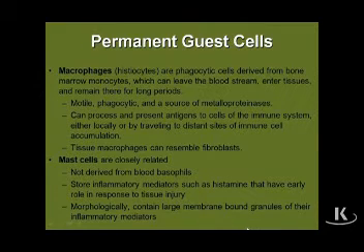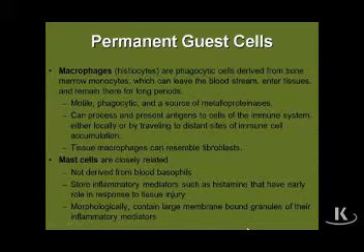There are two cell types considered to be permanent guest cells that populate connective tissue. One class of these are macrophages, or histiocytes. These are phagocytic cells derived from bone marrow monocytes, which can leave the bloodstream, enter tissues, and remain there for long periods of time. Generally, these are the phagocytes.